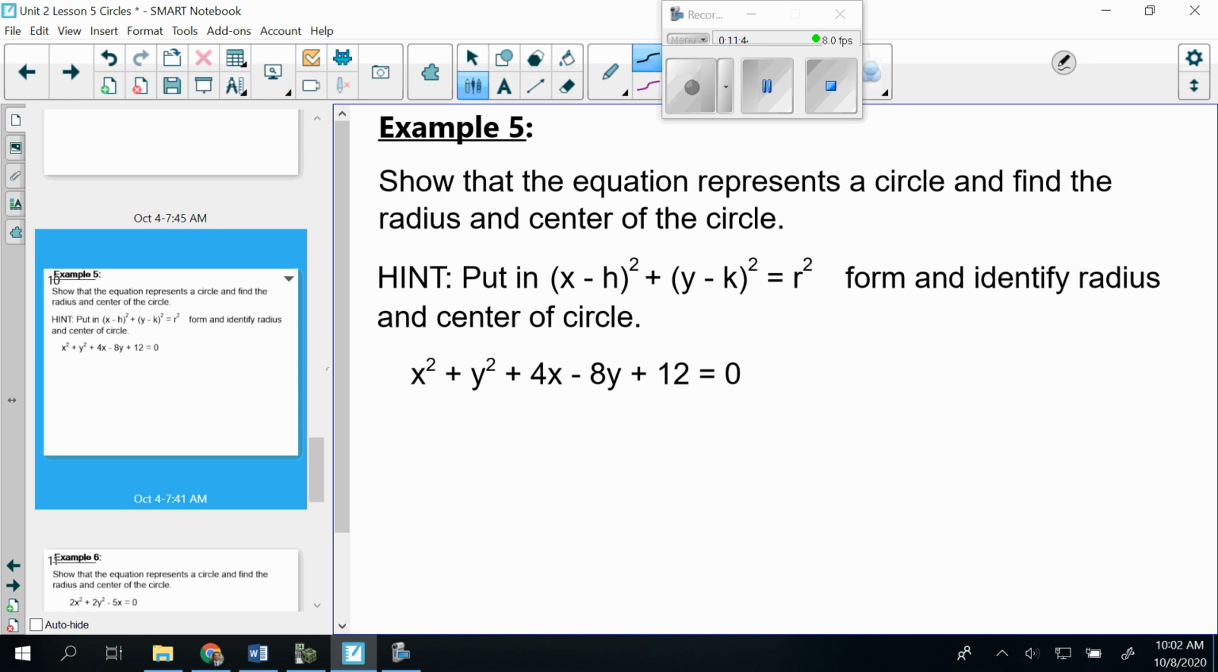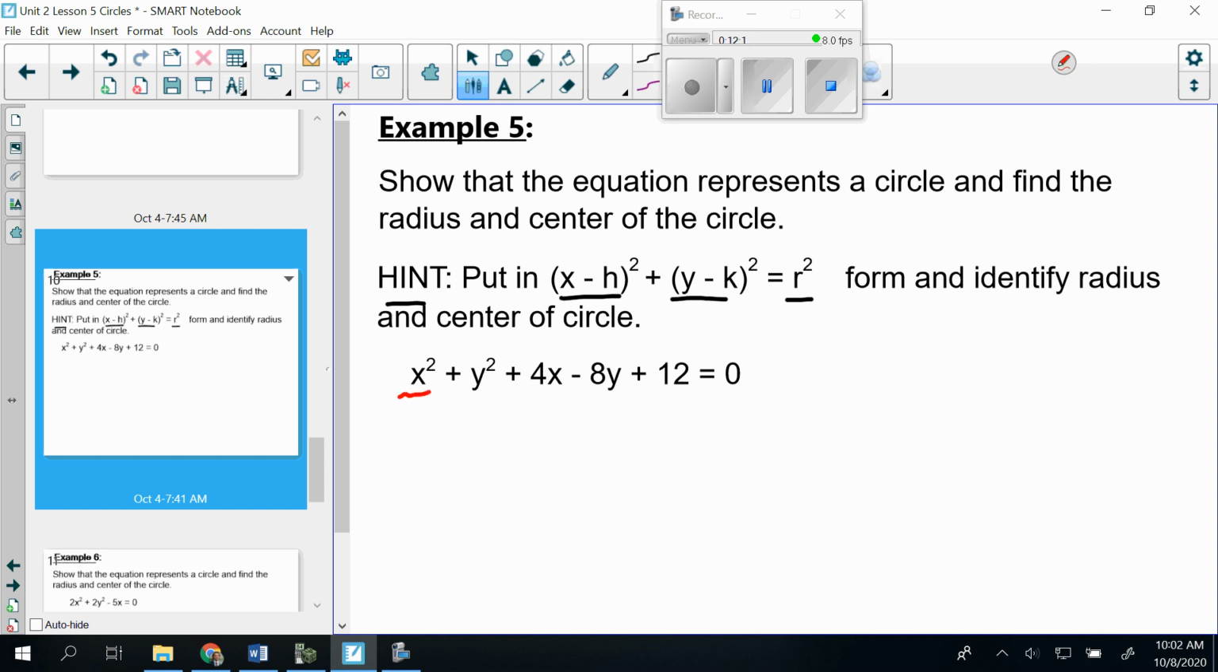Next one, number 5. Show that this equation represents a circle and find the radius and center. Okay, so this one is getting a little bit harder now. They do provide us a hint here. We want to get it in this equation of a circle where we got these things. So what we have to do on a problem like this, if we start getting more stuff, is group together the x's and y's to try to get those the same.